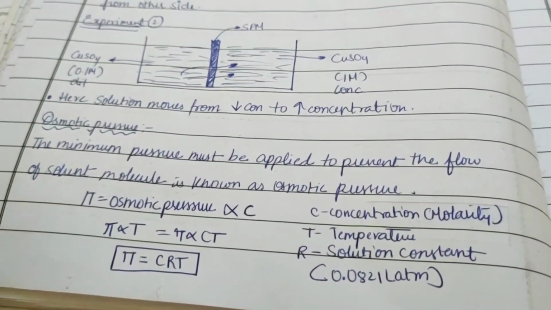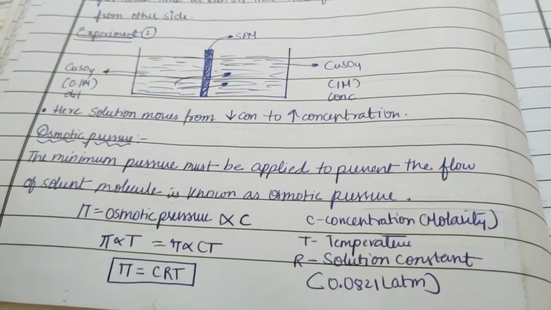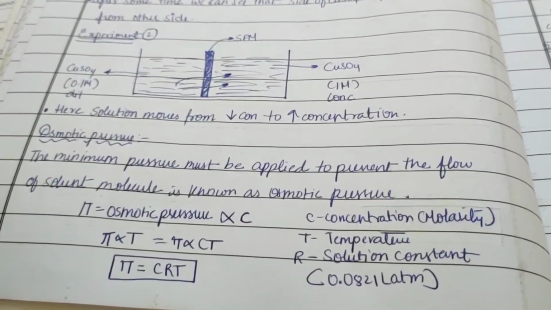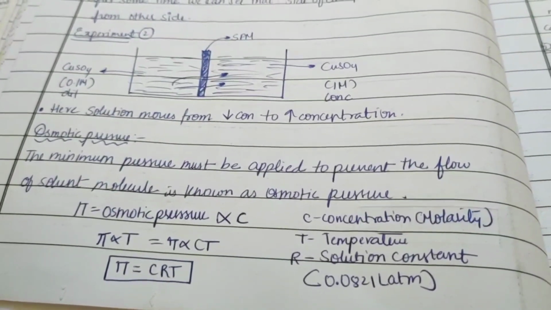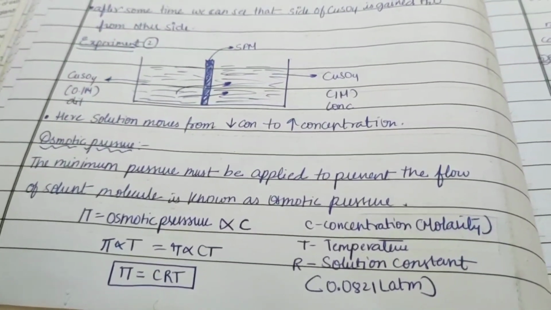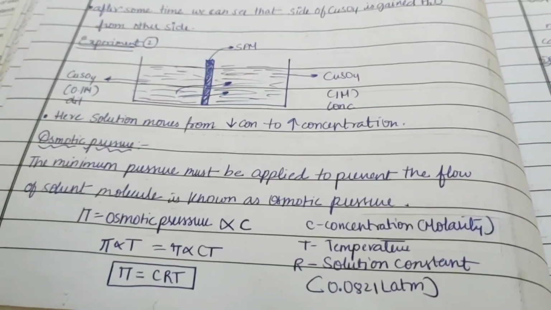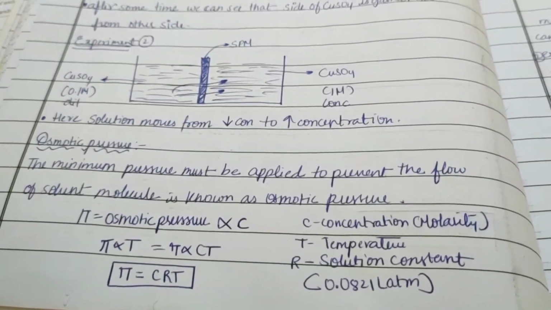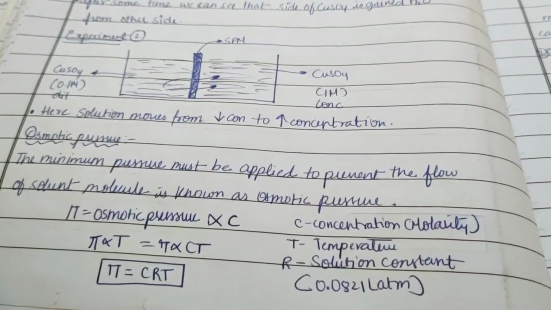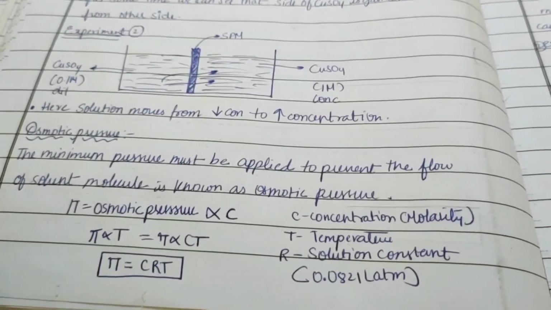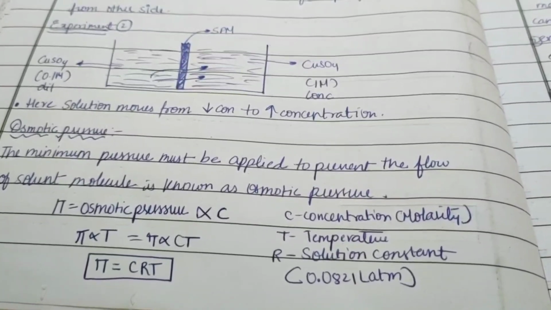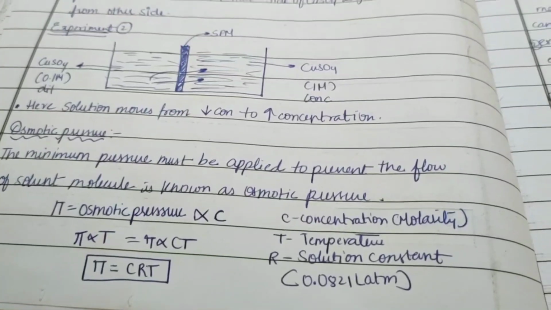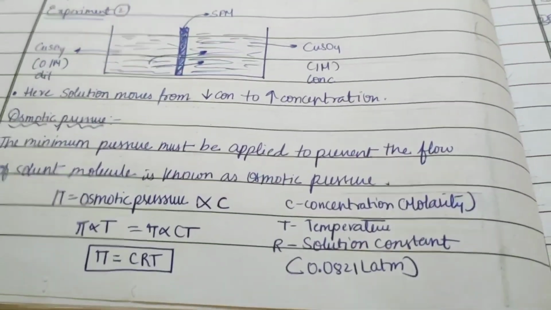Then osmotic pressure. The minimum pressure that must be applied to prevent the flow of solvent molecules is known as osmotic pressure. Pi equals osmotic pressure, which is directly proportional to C and directly proportional to T. So we can write pi is directly proportional to CT, where C is concentration, molarity, and T is temperature. We replace the proportionality symbol with a constant R, the solution constant, which is taken as 0.0821 liter atmosphere. Pi equals CRT.